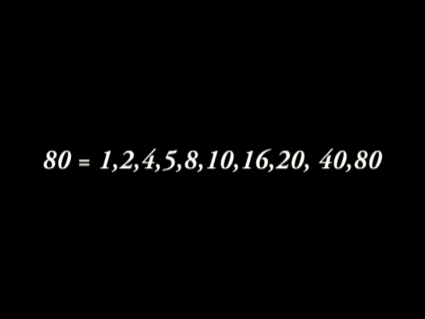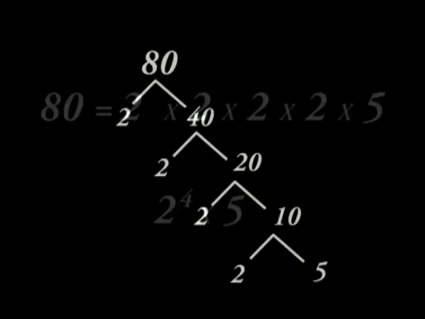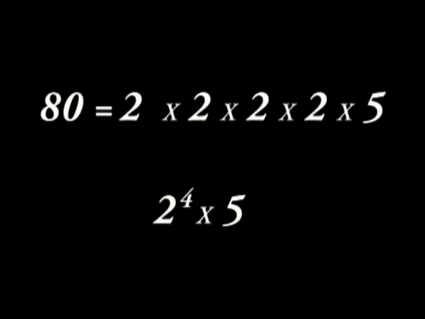When expressed as a product of its prime factors, we have 80 dividing by 2 40 times, 40 by 2 20 times, 20 by 2 10 times, and 10 by 2 5 times. Thus, 80 as a product of its prime factors is 2 raised to power 4 times 5.